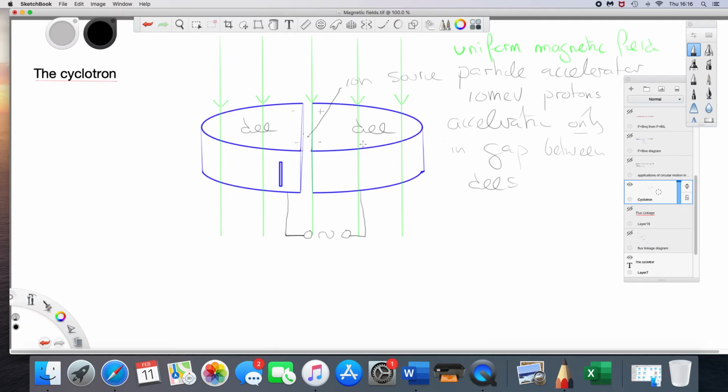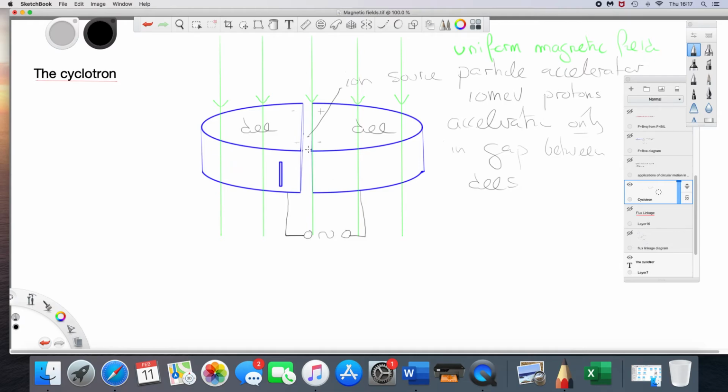What you've got here, there is no electric field inside this hollow conductor. That's one of the laws of physics that we haven't talked about really, but it is true. Inside a hollow conductor, inside a hollow sphere, for example, there's no electric field. So there's no electric field inside these Ds, which means there's no acceleration taking place in here linearly. Clearly, the particle is being made to curve, but there is no change in the magnitude of the velocity as it curves inside the Ds.